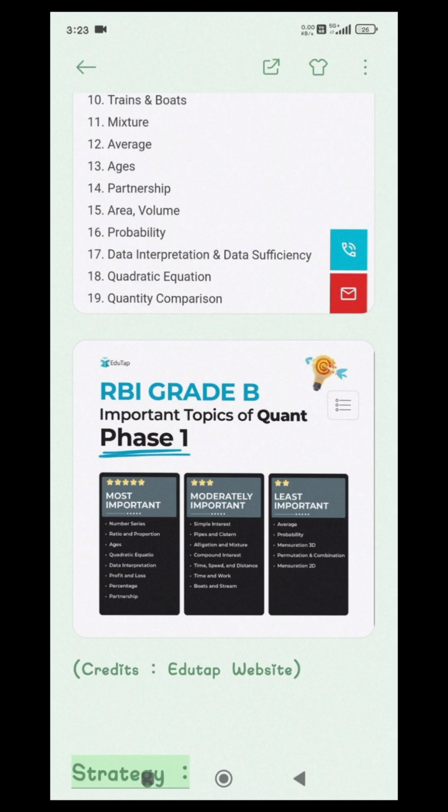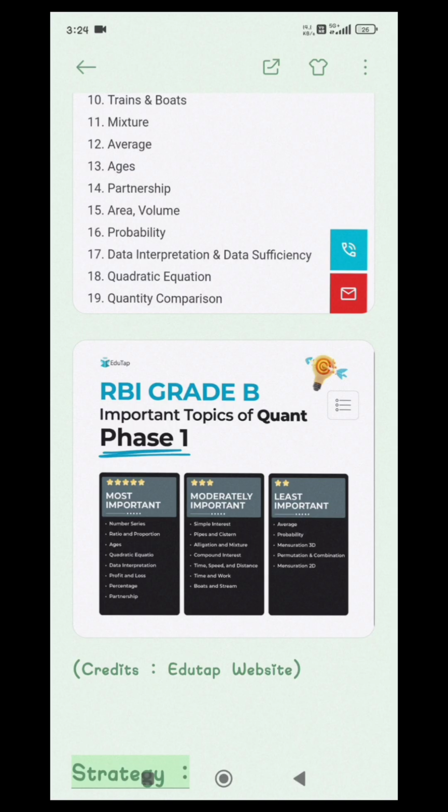Now, a very important thing: these most important topics are based on previous year questions, like how many times a question has appeared from this particular topic. So it depends on that. Data interpretation has always been carrying the highest marks. But for data interpretation you should know percentage, ratio proportion, profit and loss. So basics should be clear.